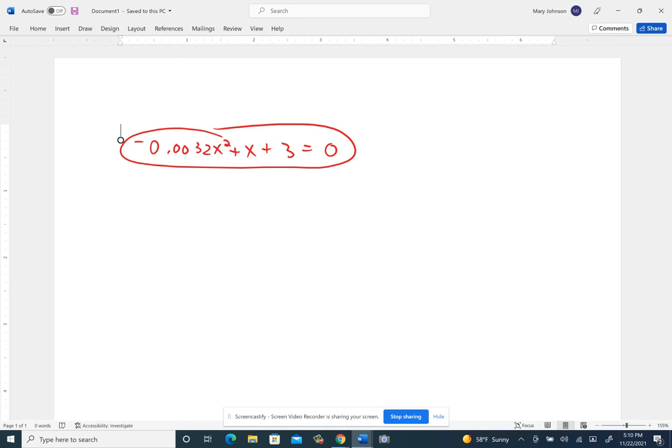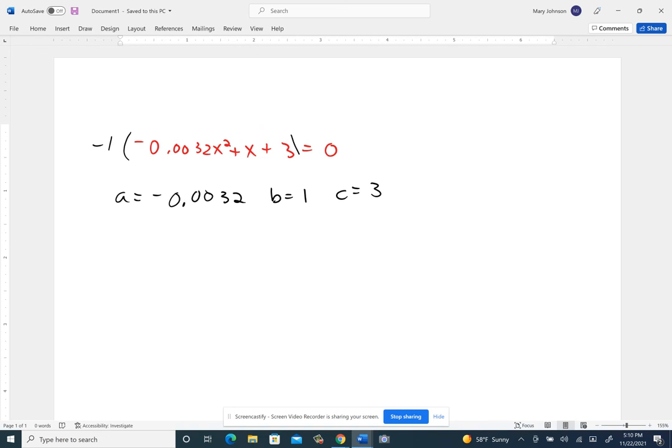So there's the equation that we're trying to solve. So A is negative 0.0032. B is positive 1. C is positive 3. Now you could go through and multiply through by a negative 1. In fact, I think that would be a great idea. So you can always do that. So let's do that because I like my A value to be positive.